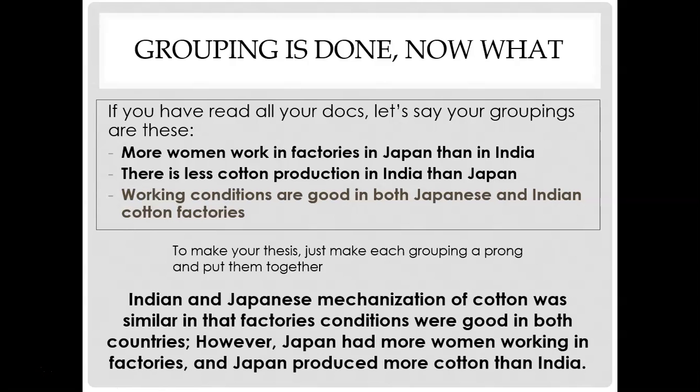Indian and Japanese mechanization of cotton was similar in that factory conditions were good in both countries. However, Japan had more women working in factories, and Japan produced more cotton than India. That's how simple your thesis statement can be. All I did was basically restate the first part of the prompt and then add the topics of my groupings. Now, I took out a few words, so it wasn't really verbose. I tried to condense it a little bit, but that's all you need to do to create an effective thesis. Restate the prompt, add the topics of your groupings, and bam, that earns you the point.